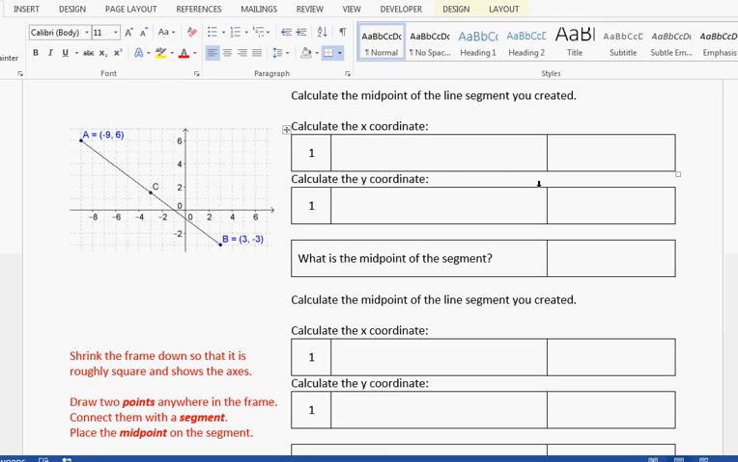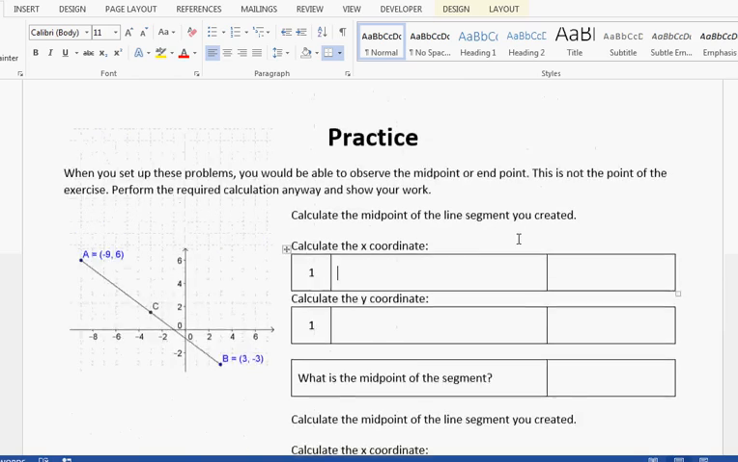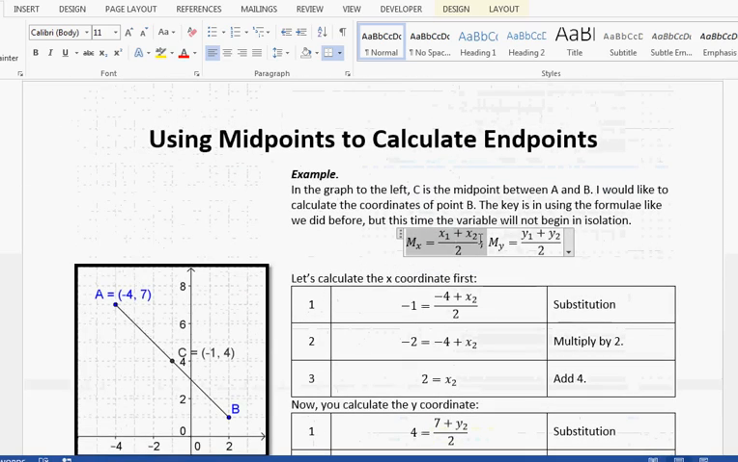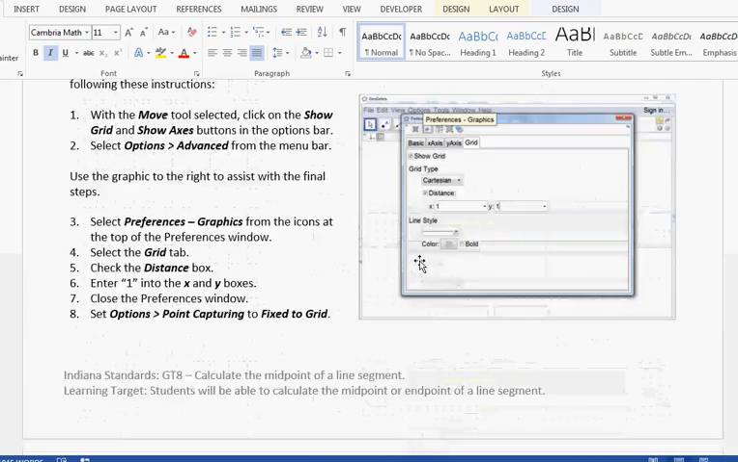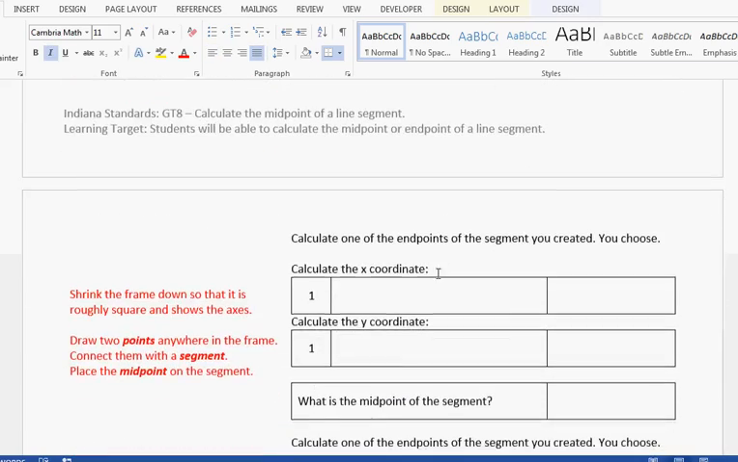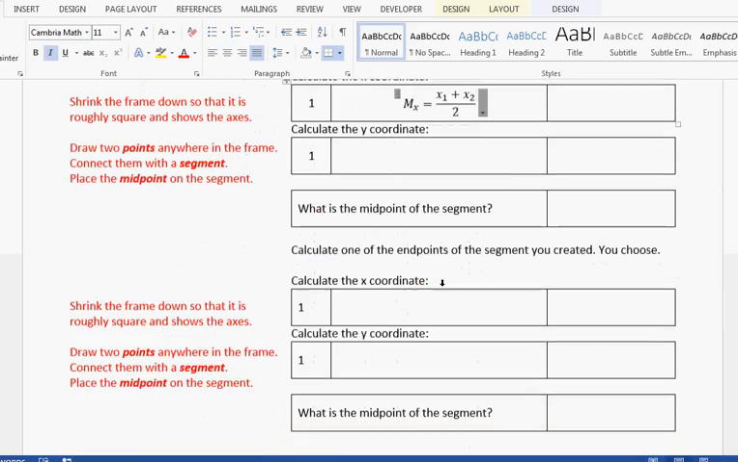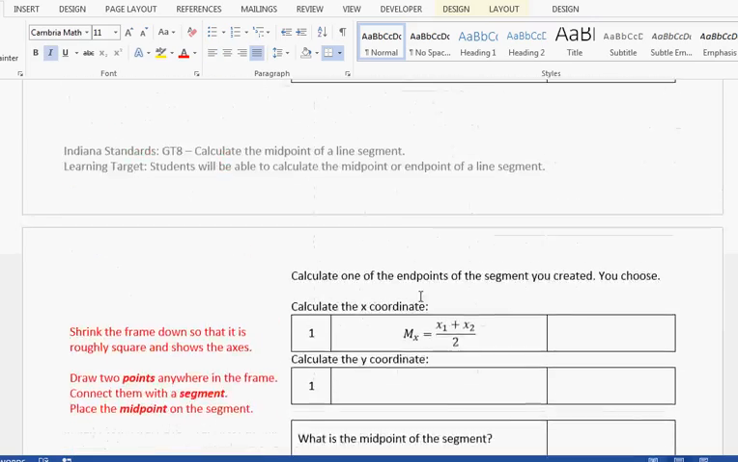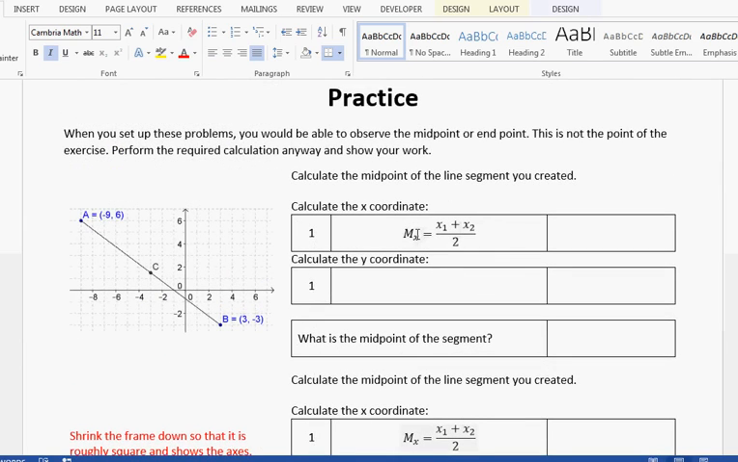Anyway, we're calculating the x-coordinate. So here we go. Let's get an equation. Let's use this one up here, the x-coordinate. I'm just going to paste this on all the x-coordinates. There. That'll be useful. So the endpoints: x1 is -9, x2 is +3, over 2. So this is equal to -9 plus 3 is -6 over 2, which is -3. So the x-coordinate is -3.